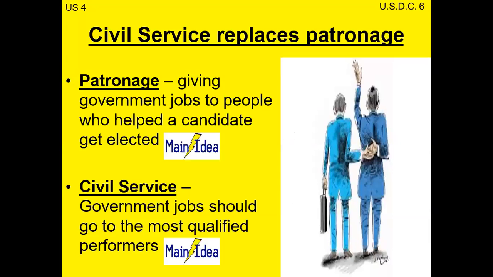Okay, patronage. This was common with the political machines, giving government jobs to people who helped a candidate get elected. So the political machines would operate behind the scenes and contribute money and other things to get their candidate elected. But then that candidate would give government jobs to the people who helped elect him, not to the most qualified. And that is illegal. It is wrong. It is immoral. Patronage, you need to know that term for your test.